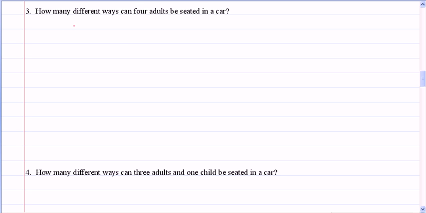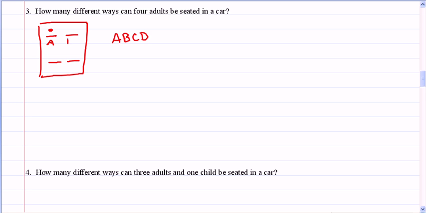So for number 3, how many different ways can 4 adults be seated in a car? So if I draw a car, and I have 4 people to be seated in a car. This one right here is the driver's seat. If we have 4 people, let's label those people A, B, C, and D. So we could have person A driving, person B in the passenger seat, C behind the driver, and D behind the passenger in the front.